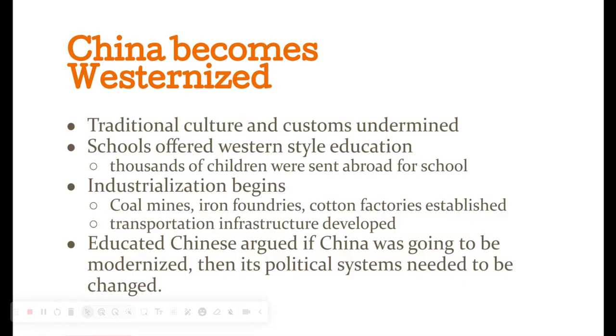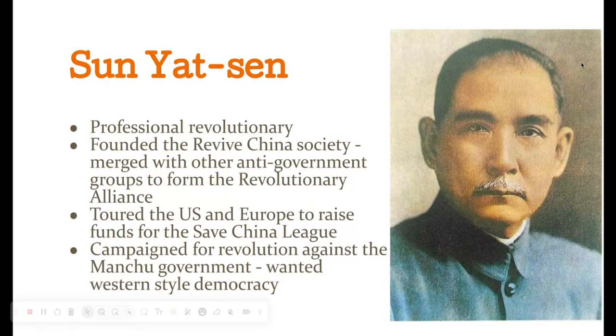Now, China became westernized because traditional culture and customs were undermined, and schools offered Western-style education. Industrialization began, with coal mines, iron foundries, and cotton factories all established. Transportation and infrastructure were also developed. Then educated Chinese argued that if China was going to be modernized, then its political system needed to be changed. Okay, so now we have Sun Yat-sen.